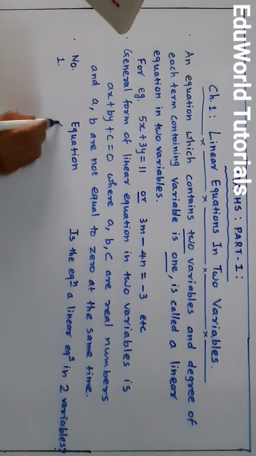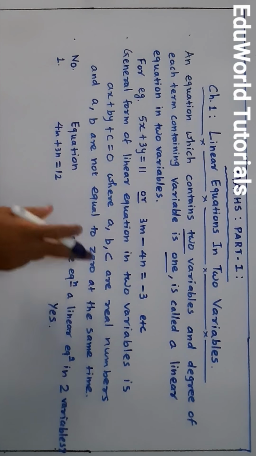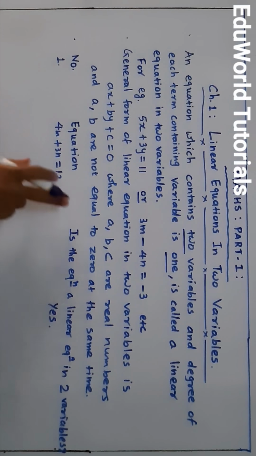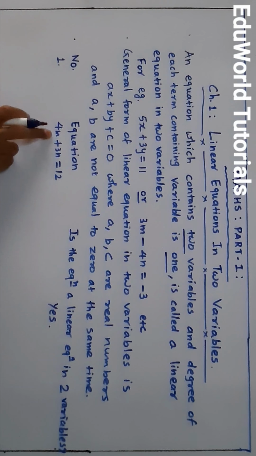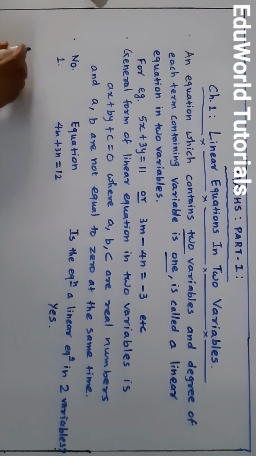Now, they have written answer already. Yes. Why? Because this fulfills all the conditions for general form of linear equation. There are two variables. A, B, C are three numbers which are real numbers. Degree of each term is 1. So it is a linear equation. Now second example they have given.